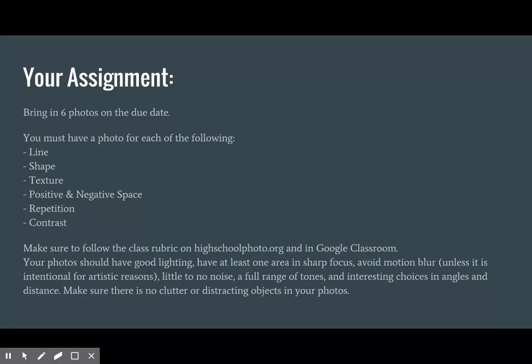And don't forget about all the things we talked about in terms of active choices and angles and distance and timing and everything else. Make sure there's no clutter or distracting objects in your photos, and try to take pictures of things that are really out in the world. Don't just go up to a piece of art that already exists. Don't go up to just the pattern on your sofa or a picture on the wall or a poster or something that someone else designed to have positive and negative space. Try to find a scene that shows these 6 things that we're looking at in this assignment.